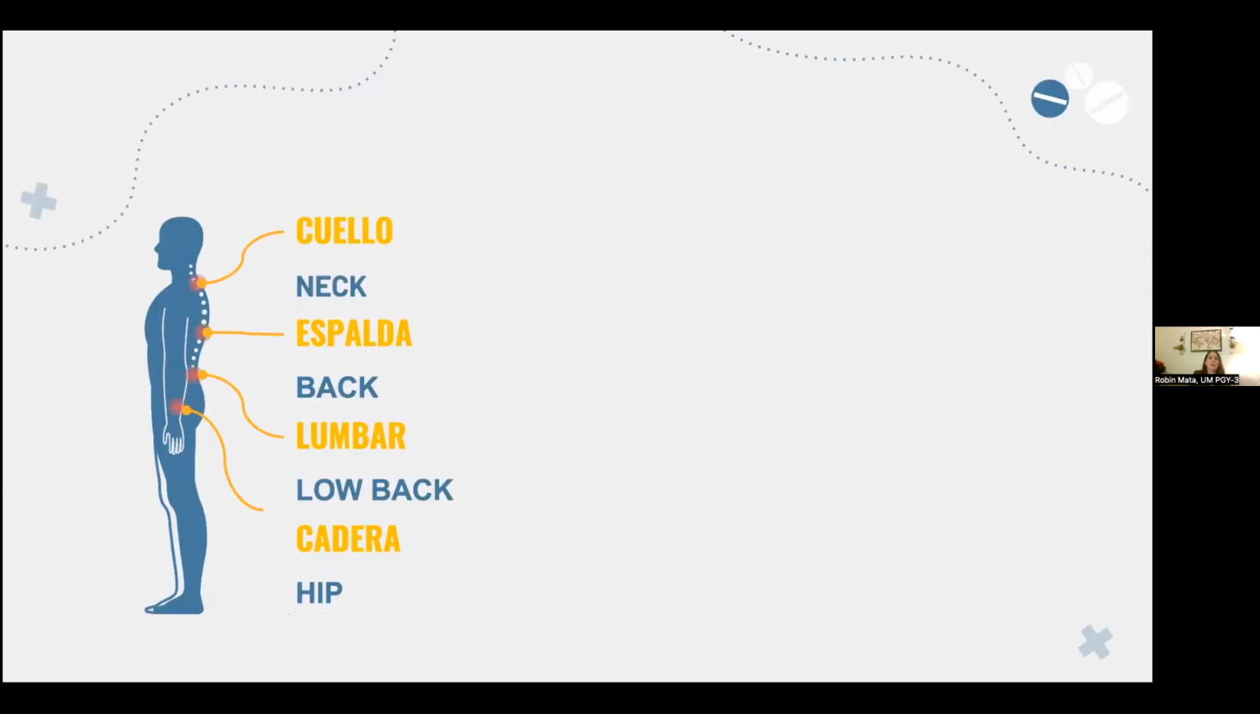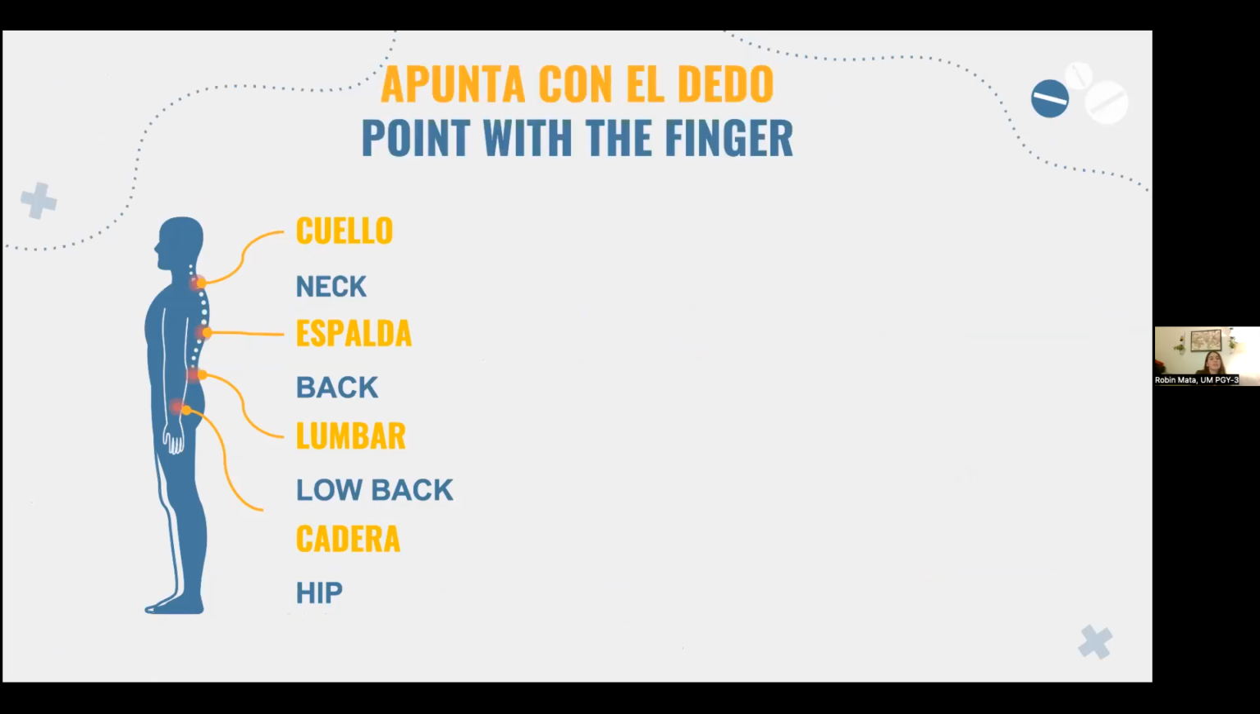And now I'm going to kind of just review these slides. If you want to take a screenshot or just write it down. Again, takeaways. Point with the finger. In English and Spanish, in any language, point with the finger. Apunta con el dedo. Show me where it is. Stay calm and redirect. Sometimes people might be like, wow, your Spanish is so great, I want to tell you my whole life story. Redirect.